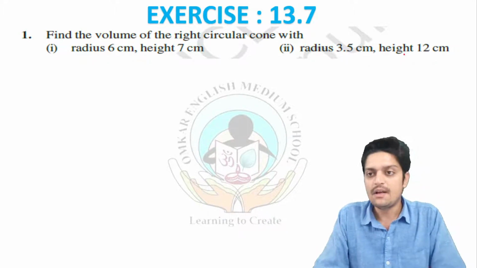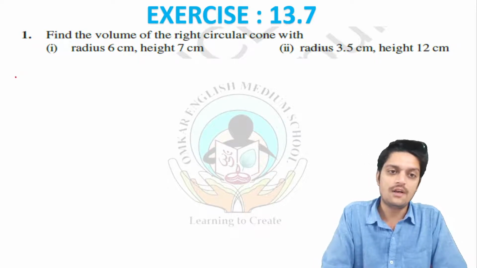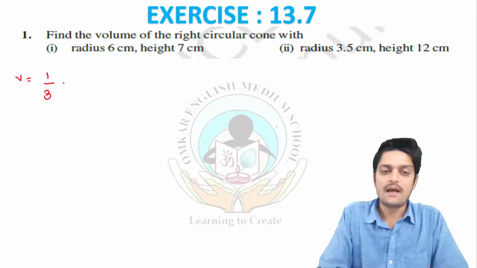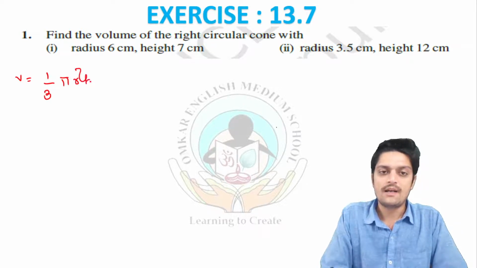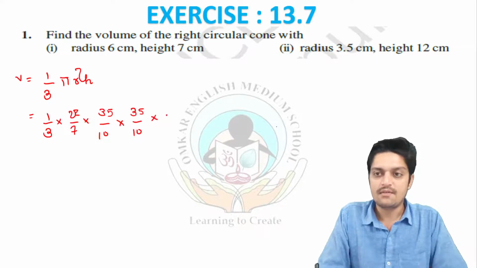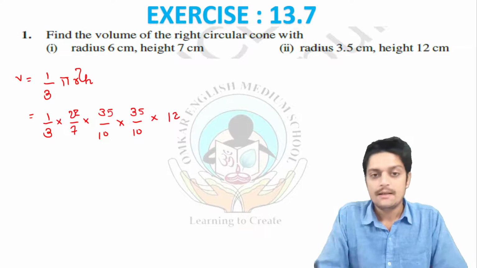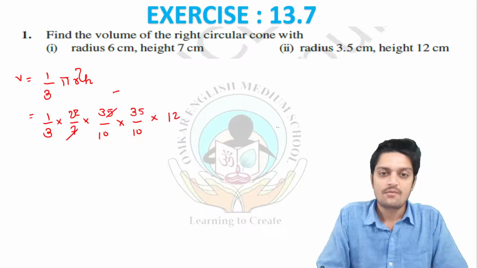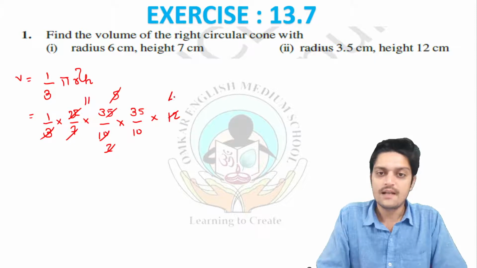The radius is given and the height is given. Then volume is equal to 1 by 3 pi r square h. That is 1 by 3 into 22 by 7 into radius square, 35 by 10 because the radius is 3.5, and the height is given as 12 centimeter. Then 7 5s are 35, 2 2s are 4, 11, and 3 4s are 12.